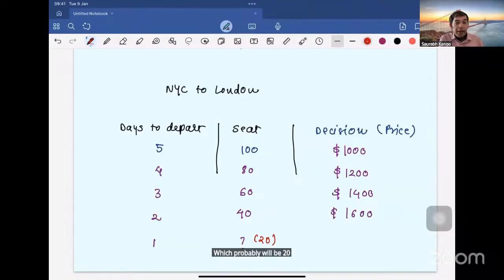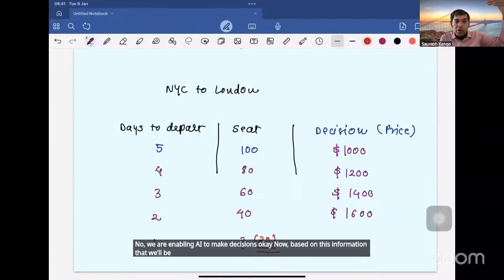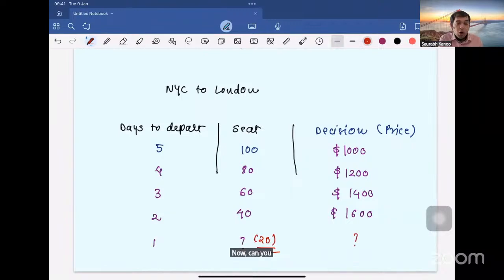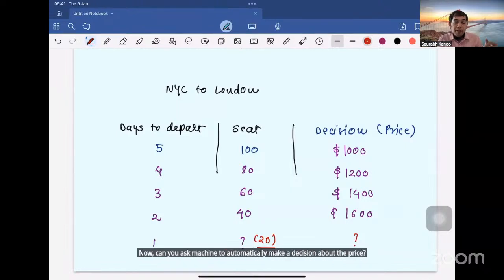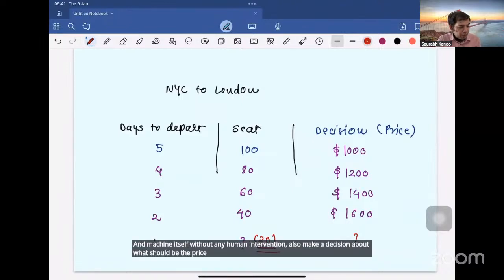No, we are enabling AI to make decisions, Shashank. Okay. Now, based on this information that we'll be having 20 seats on day 1 to depart, one day before that particular departure, we'll have 20 seats. Now, can you ask the machine to automatically make a decision about the price? Can the machine now itself, without any human intervention, also make a decision about what should be the price? Yeah, it will be like, okay, this should be 1,800.